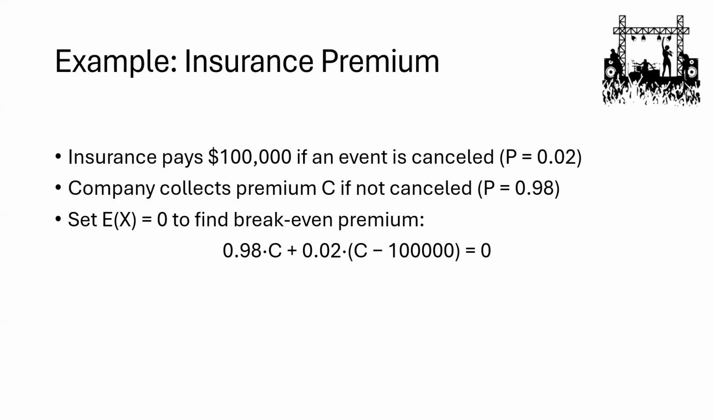plus 0.02, the probability of it being canceled, times our premium, right? So C minus the 100,000. Set that equal to 0, and then solving this equation gives the minimum premium they must charge so that they don't lose money on average. This is exactly how real-world insurers determine policy prices, by modeling rare events and expected payouts.